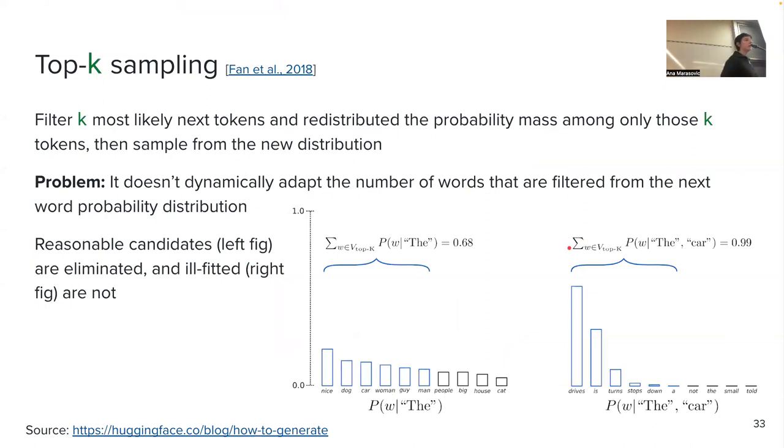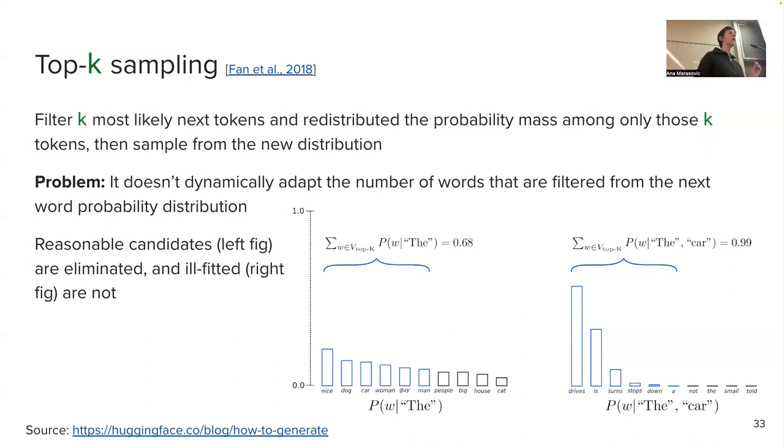Another option we could do is that instead of sampling from the distribution produced by our softmax, we first filter the k most likely next words and redistribute the probability mass over them. This will avoid a situation where those really low probability words are ever chosen. They simply do not have an option to be selected. And this is a good proposal. The only issue is that it doesn't dynamically adapt the number of words that are filtered.